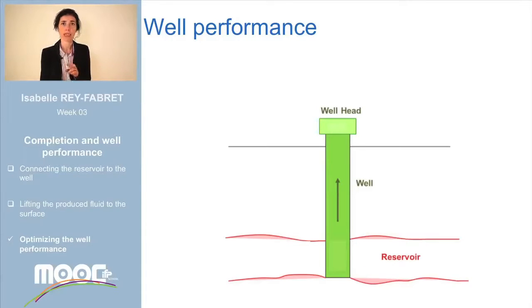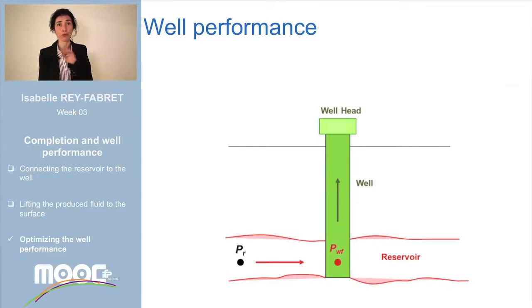A producing well is connected to the reservoir and produces a part of it, which is called the drainage area. Let's look at the way followed by the fluid from the end of this area up to the wellhead. It starts moving to the bottom of the well due to the drawdown, which is the difference of pressure between the reservoir pressure and the flowing bottom hole pressure. Then, the fluid flows up to the surface through the tubing. It is lifted due to the difference of pressure between the wellhead and the bottom hole.